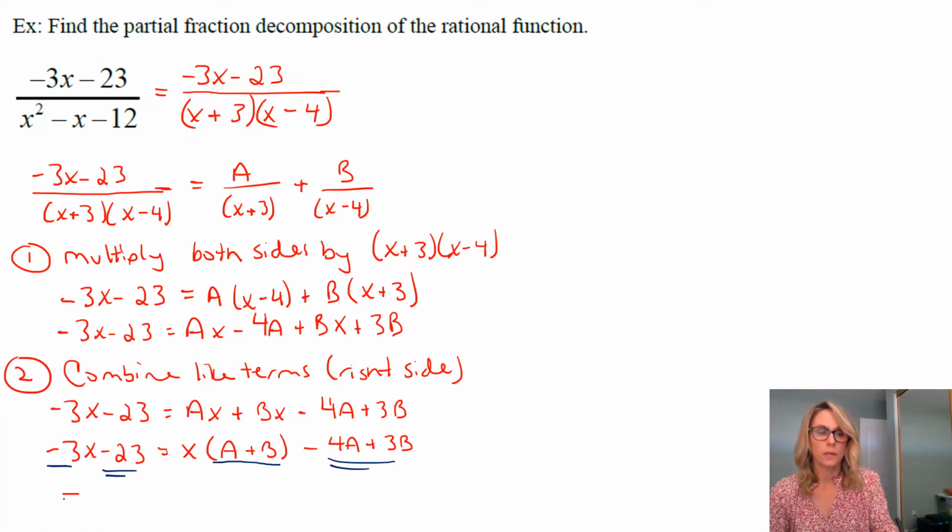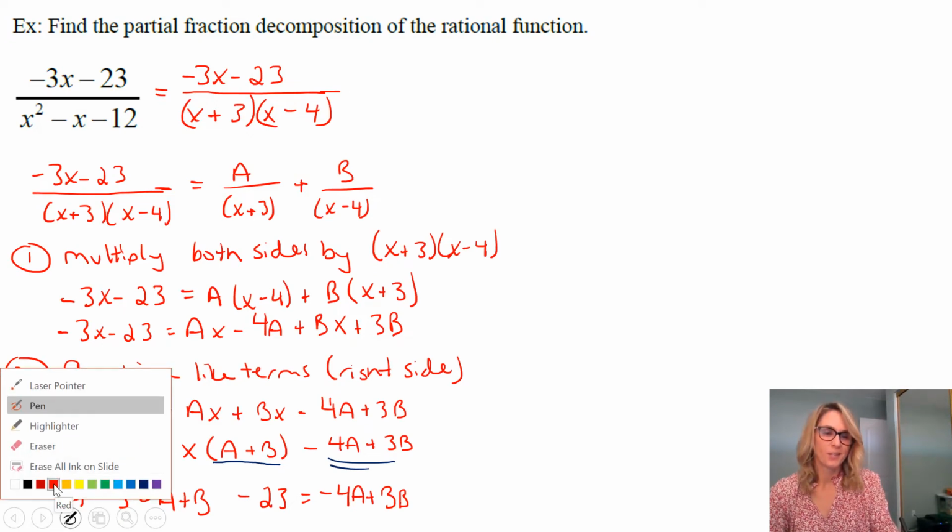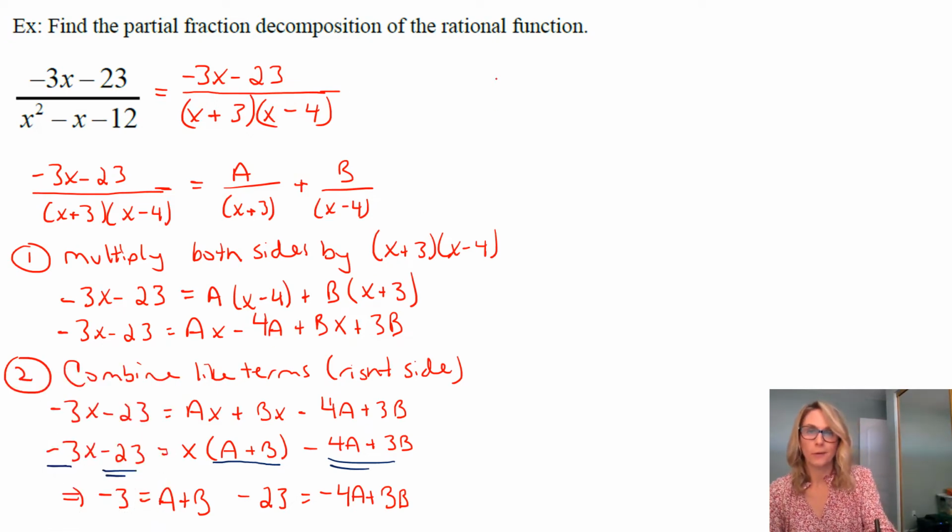So this tells us, like I just said, negative 3 has to equal a plus b, and negative 23 equals negative 4a plus 3b. Now we take ourselves back to, technically, one of the earlier sections we've already talked about. Now we have to solve the system.